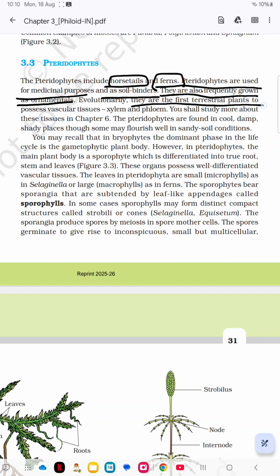They are the first terrestrial plants to possess vascular tissue, xylem and phloem. These are the first true land plants. Terrestrial means land, and they contain the xylem and phloem.